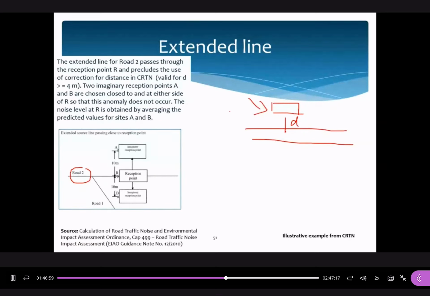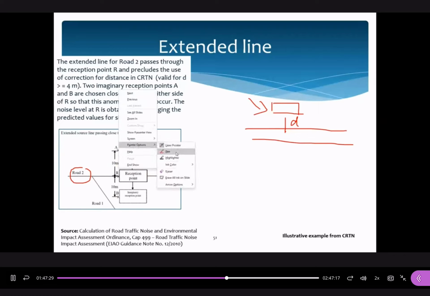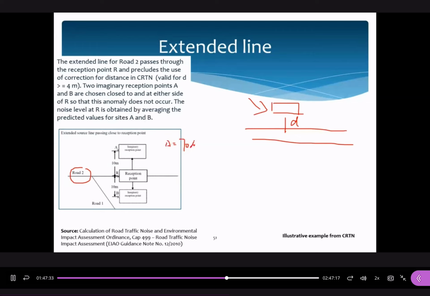Correct? So they proposed an alternative approach: extend this line and then create 2 imaginary reception points, A and B, and the separation distance between A and this extended line should be 10 meters. Then follow the same guidelines to calculate again. Let's say the value at reception point A is 70 dBA, and at point B we calculate 80. We just take an average. This is the reception point.